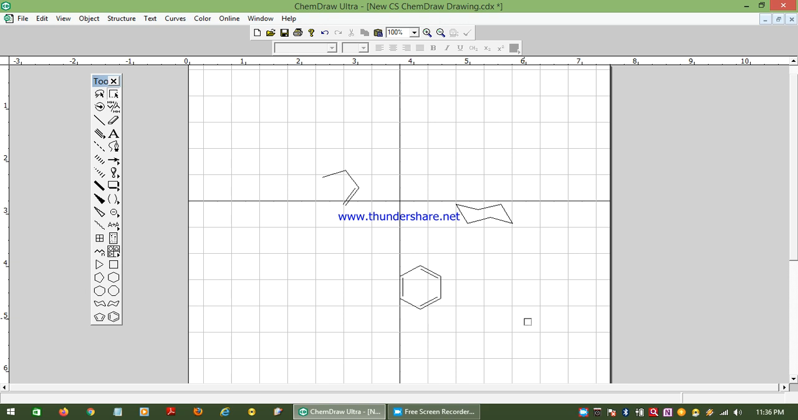We can have prediction of H1 and C13 NMR spectrums. Also, we can have the mass fragments which are possible for any particular molecule.